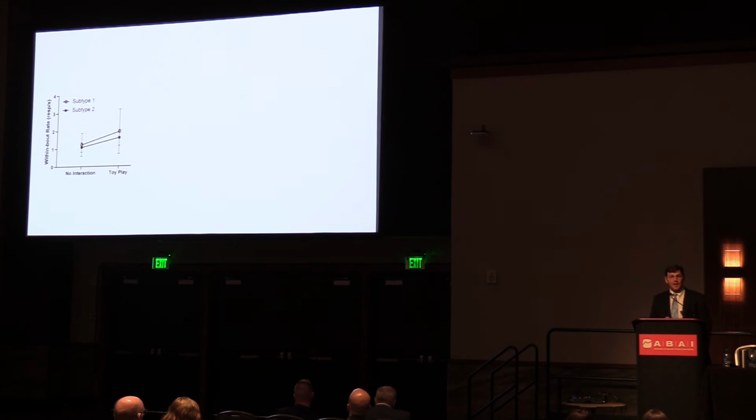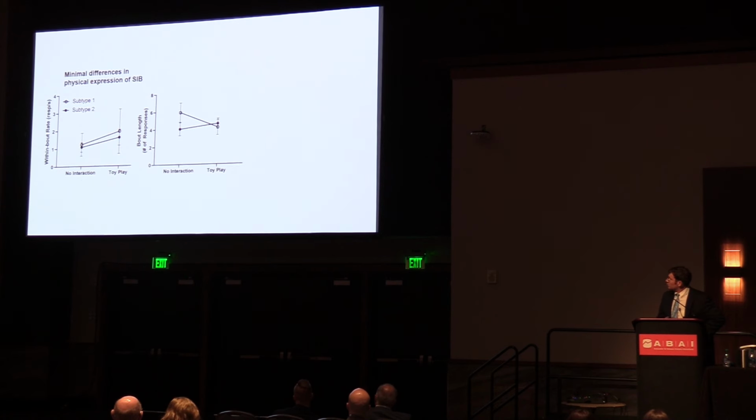So let's start with within-bound response rates. No big differences in within-bound response rates between subtypes or FA conditions, and this doesn't tell us much, but it does tell us that it seems like there are minimal differences in the physical expression of SIB between subtypes and conditions. We can also look at bound length. No differences in bound length between subtypes and between FA conditions.